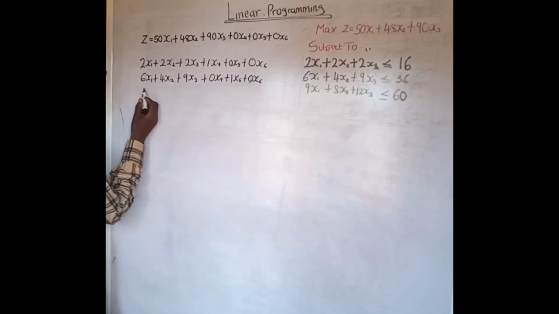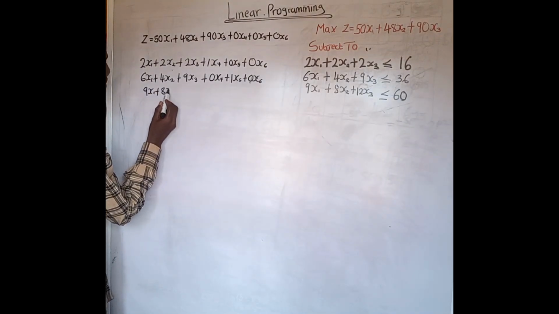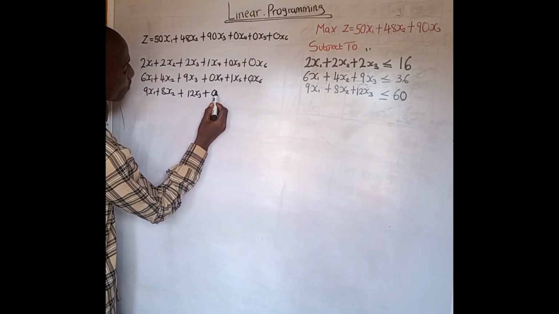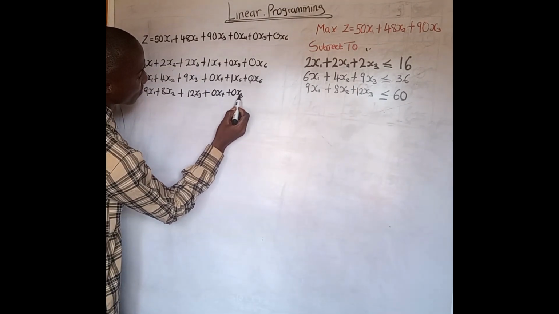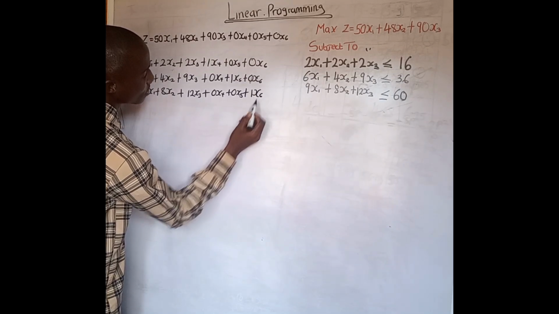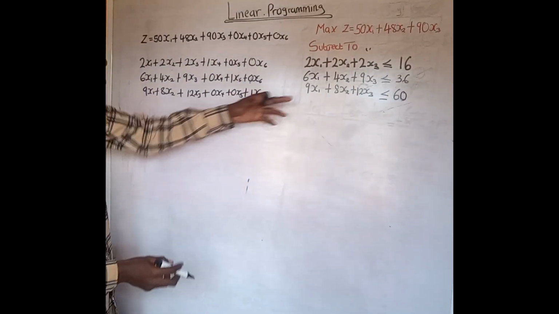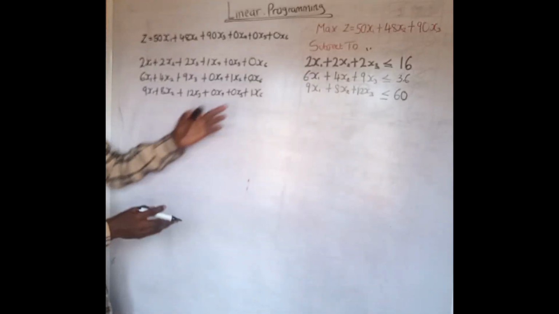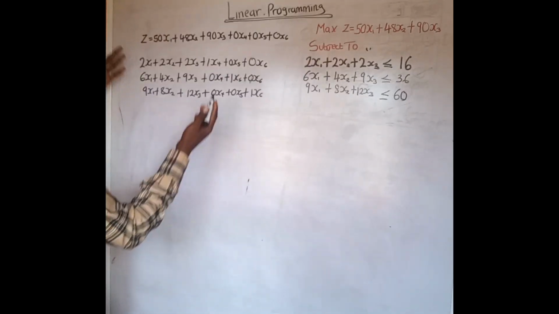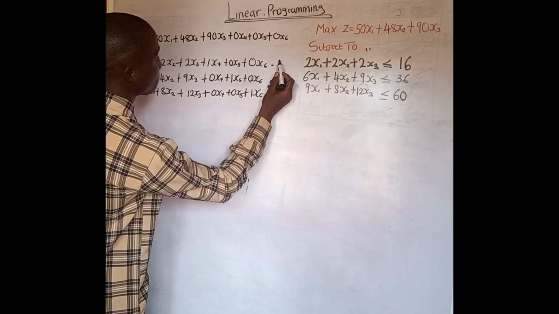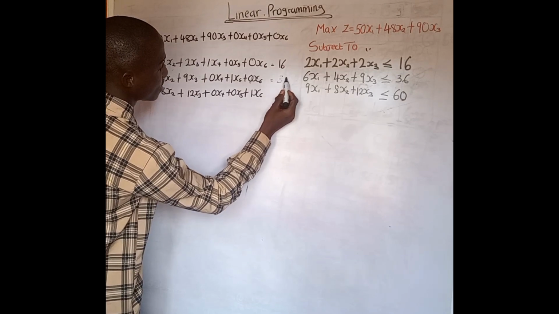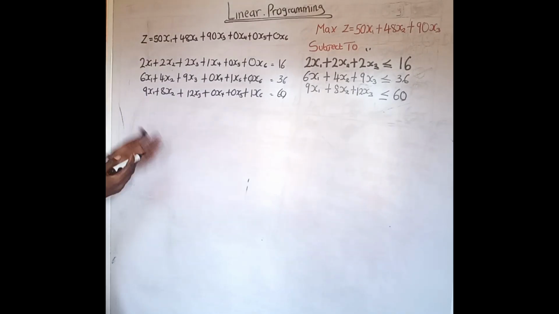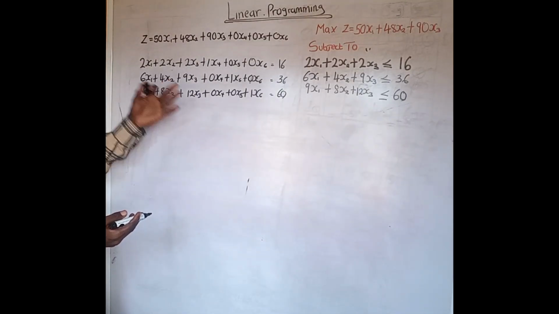Now, for the third constraint, I'm having 9x1 plus 8x2 plus 12x3 plus 0x4 plus 0x5 plus 1x6, because the third slack variable, which is x6, belongs to the third constraint. Therefore, I'm going to be having 1 as its coefficient. The resources are 16, 36, then 60. Now, you have already changed the objective function and the constraints to standard form.